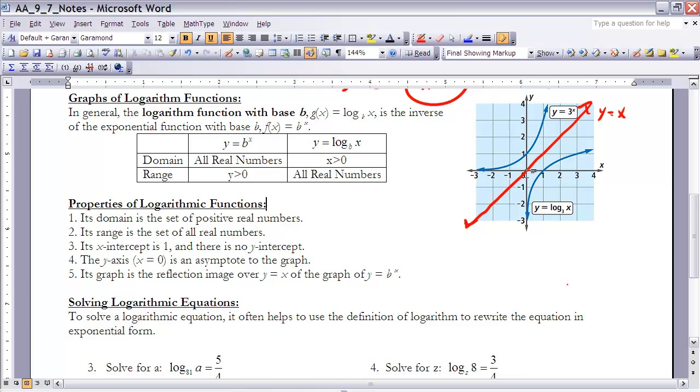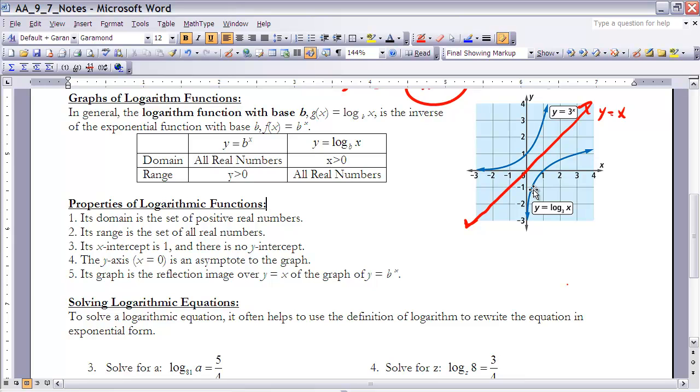So let's look at the graph of the logarithmic functions and some properties of logarithmic functions. When we looked at the log base 10 of x, we looked at its graph, and we saw its shape was something like this. We had a y-intercept of 1, etc. Well, the same thing really applies for any base.